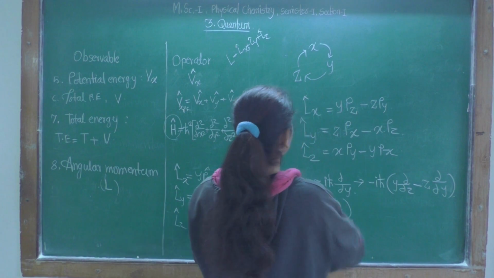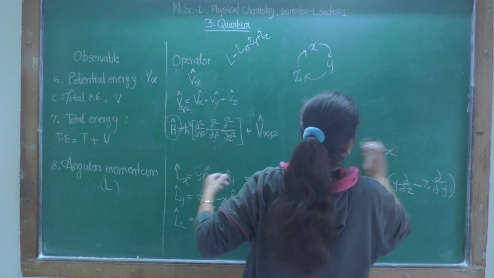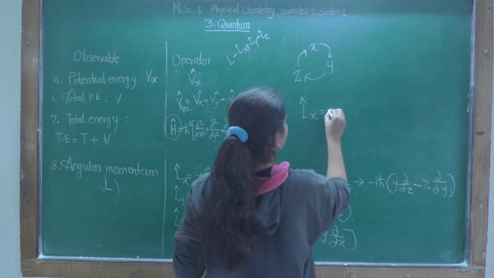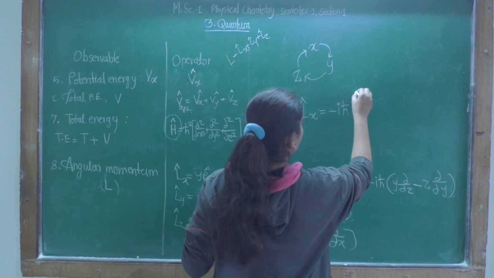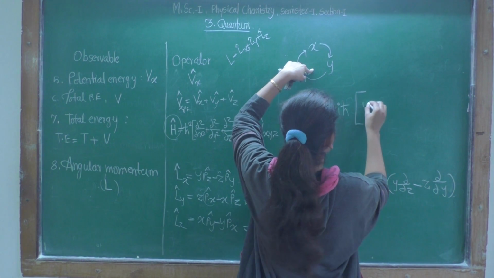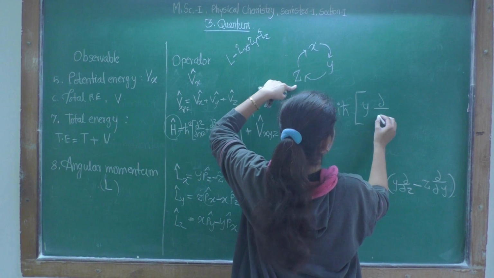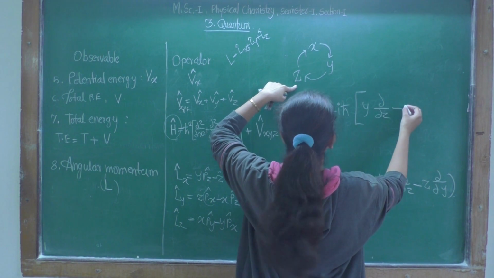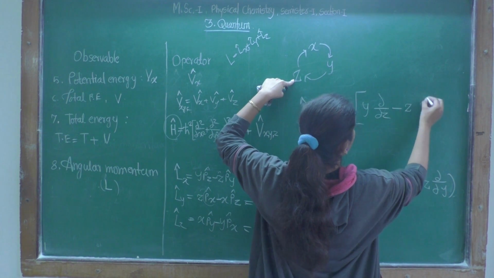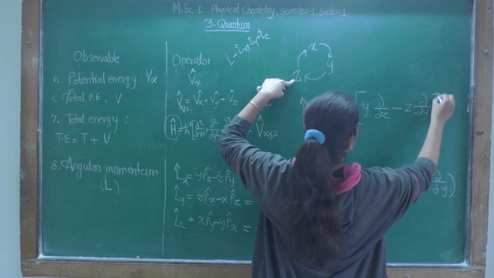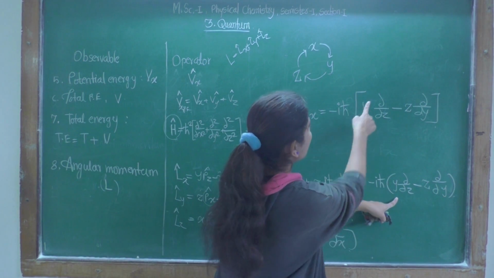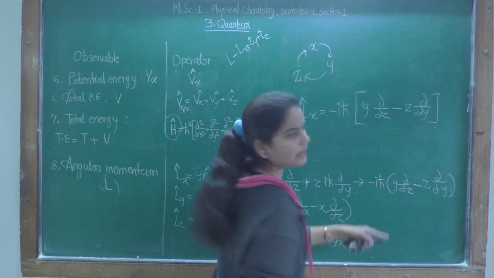And now for the advanced form, how can we write? Lx cap is equal to, just take minus i h cross as it is and write, see, after x there is y, so y ∂/∂z, minus, we will just flip that, z into ∂/∂y. We will get, is it right? Minus i h cross (y ∂/∂z minus z ∂/∂y).